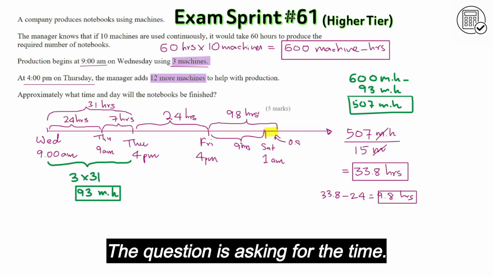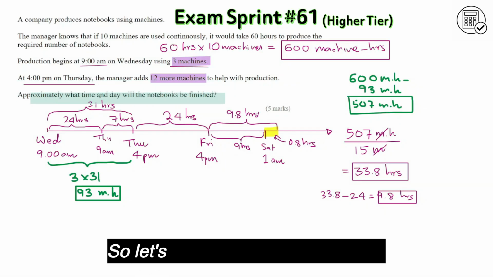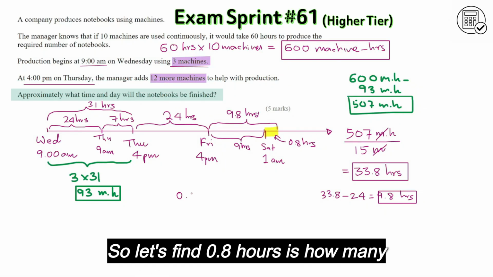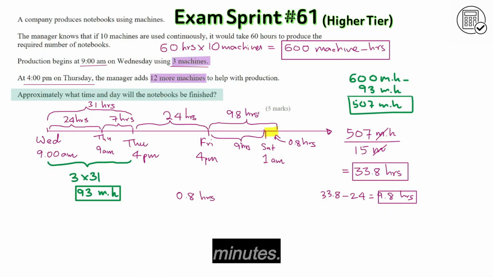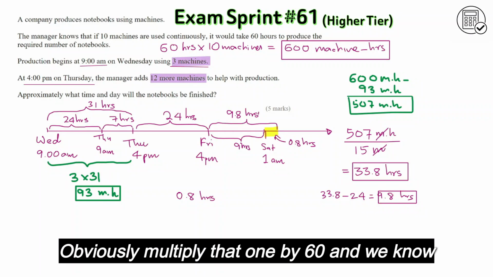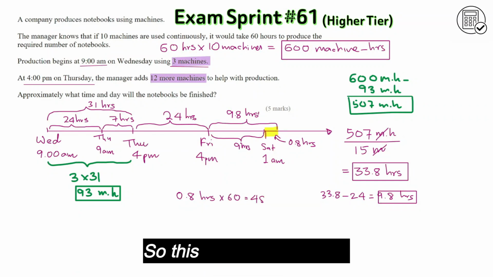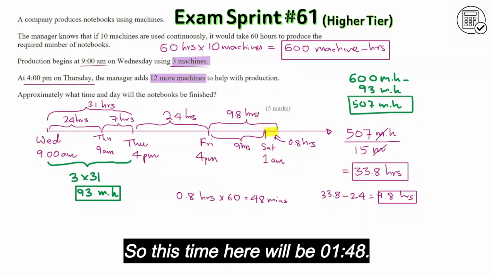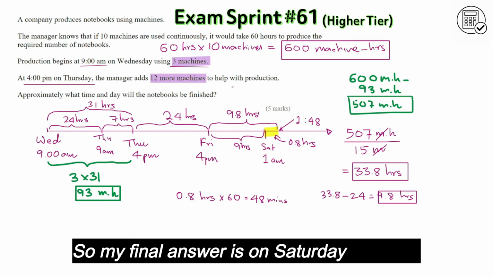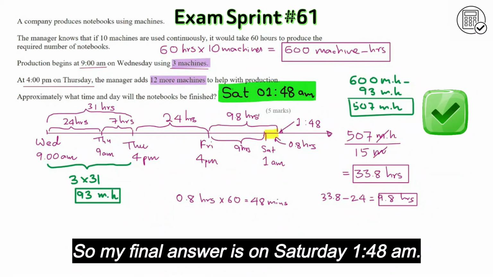The question is asking for the time. So let's find 0.8 hours is how many minutes? Obviously multiply that one by 60 and we know that is 48 minutes. So this gap is 48 minutes. So this time here will be 1:48. So my final answer is on Saturday 1:48 a.m.